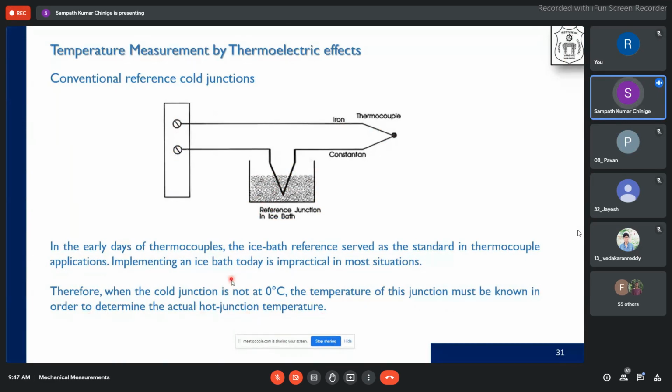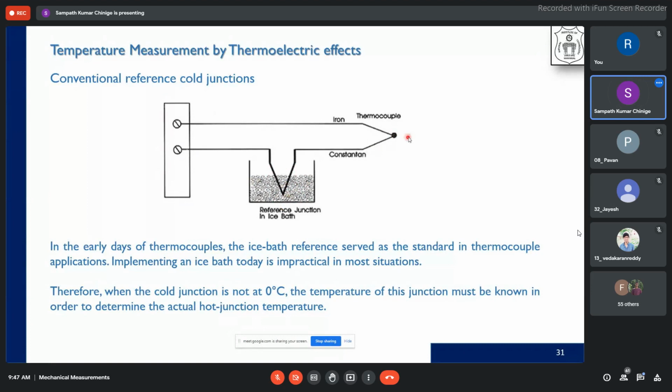Suppose the question is, sir, what if we cannot maintain this temperature at 0 degrees centigrade? The answer is simple: if it is not maintained at 0 degrees centigrade, what is the temperature you are maintaining? Are you maintaining at 10 degrees centigrade? You should know the exact temperature of this cold junction, since this one is used for measuring the temperature, we have to know this temperature precisely. That is what the bottom line is. You maintain at 10 degrees or at 5 degrees, that doesn't matter.